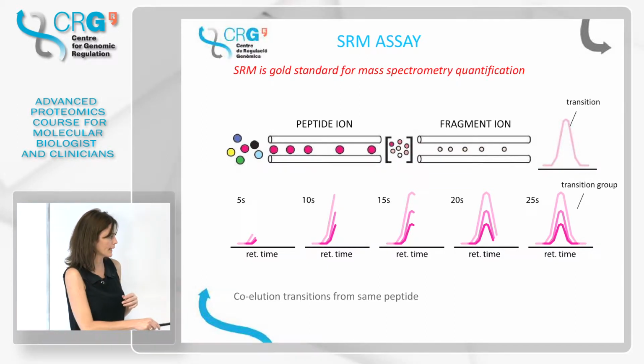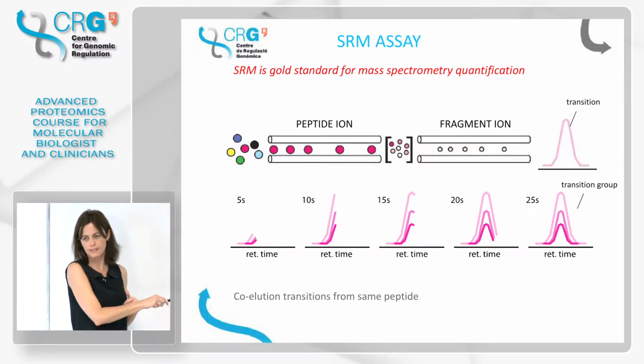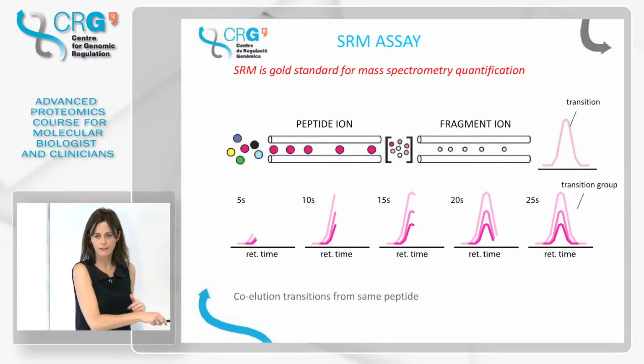Okay, so over time, we see how these signals, this light pink would be this fragment. And then we set up this quadrupole to filter another fragment without changing this quadrupole. Okay, so over time, we see how each one of these lines represents one of these fragments that we let go, okay?